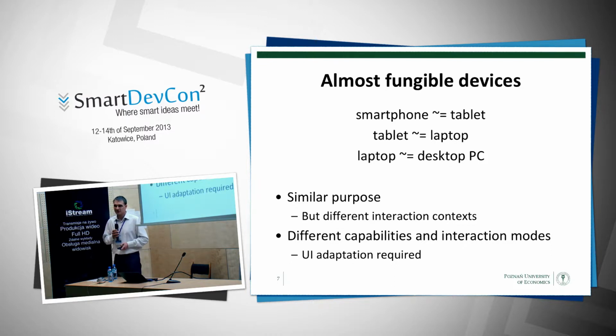So the purpose of use is similar, but those devices differ in capabilities and interaction modes. So this influences the way the user interface should be designed for those devices. So even if you can use the same application on all those devices, providing the same functionality, you have to take into account that the user interface of those applications on different devices has to be different. So we can say that those devices are almost fungible. You can provide the same functionality, but you have to provide some modifications to the applications to actually do it right.